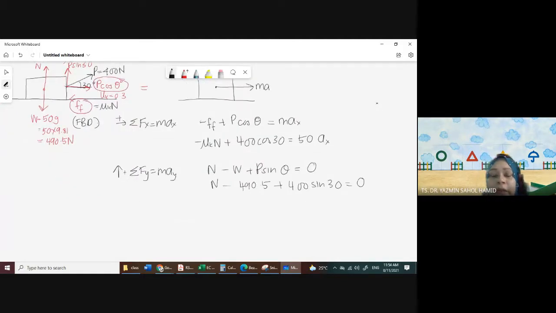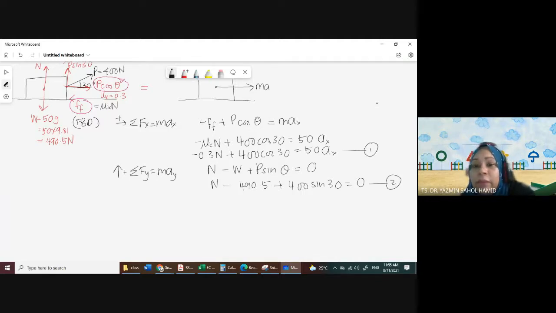Okay, here we need to simplify more. 0.3 N plus 400 cos 30 equals to 50 ax. Alright, okay. So, from here what you can do? You can find N and a, right? This is an equation, this is the second equation. Can you find me what is N and what is acceleration?